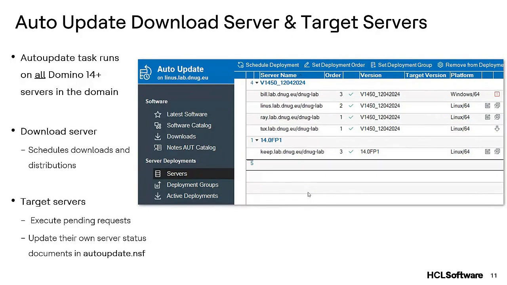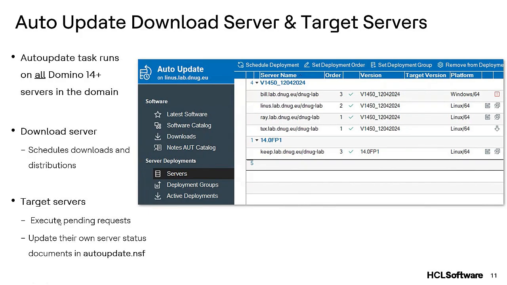The next part is how the servers work. So first of all, as I mentioned, we have the Domino download server. The Domino download server is the main server that schedules all the downloads, all the distributions, and then you have target servers. Target servers are servers which actually install the software on their own server. Of course, the Auto Update download server can also be a target server, because you want to update that server also. You should, but you should do that separately. You should not schedule it with other servers, because if that server is down, those servers can't update their status.